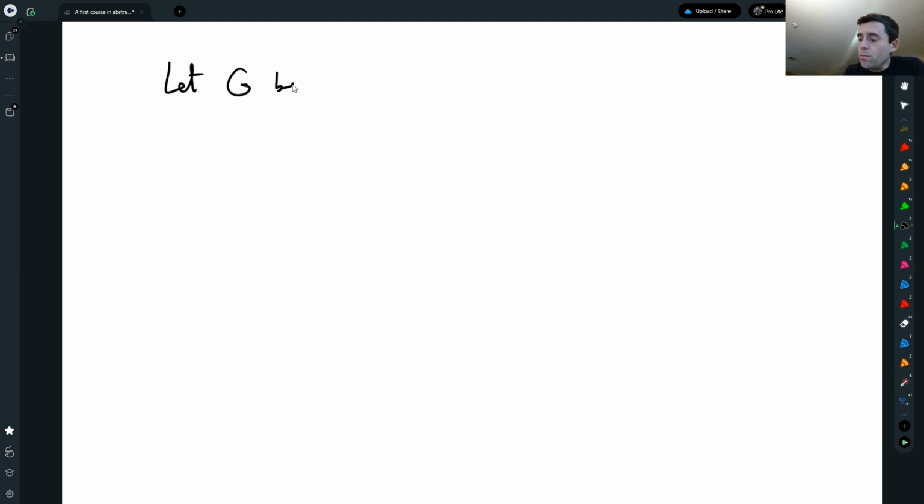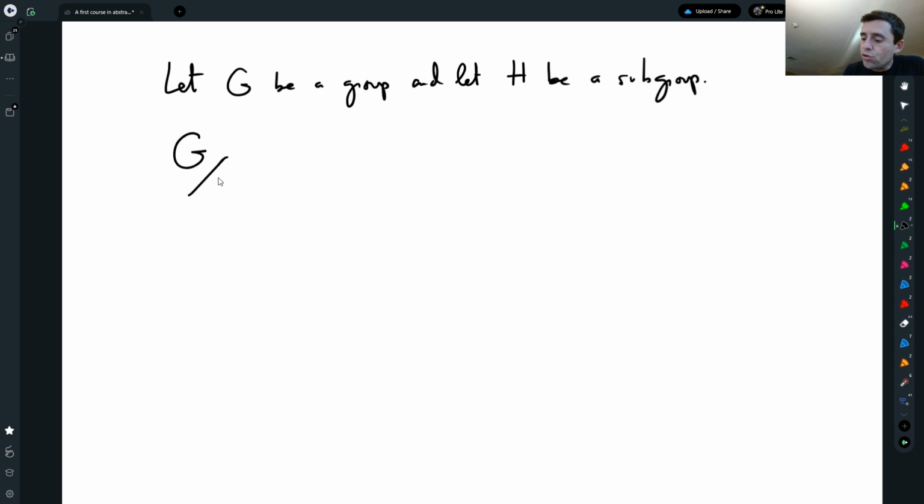Let G be a group, and let H be a subgroup. Then what I would like to do is construct a new group that we're going to call G mod H, or the quotient of G by H. And what is that going to be? That is equivalence classes. We're going to say that g and g prime are equivalent modulo H if and only if, well, usually what we do is g prime minus g is in H.